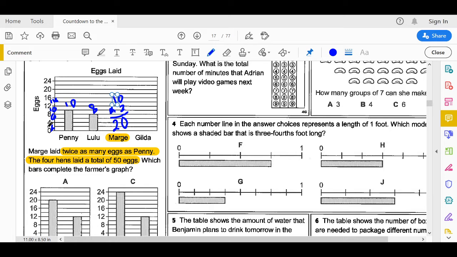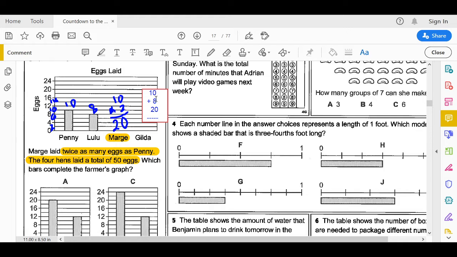And we also know that the 4 of them laid a total of 50. So now we have 3 numbers. Penny has 10, Lulu has 8, and March has 20. With these 3 numbers, we're going to make an addition first. So let me just add right here. I need to add 10 plus 8 plus 20. And now let's see what the answer is.